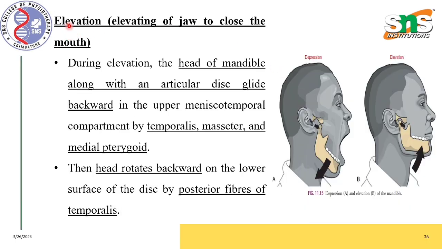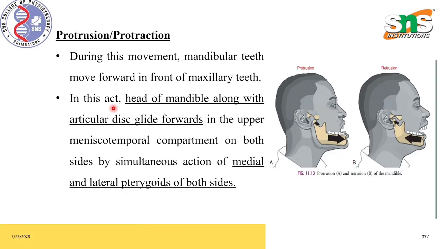So the next movement is your elevation, that is elevation of the jaw to close the mouth. So during elevation, the head of the mandible along with your articular disc will be gliding posteriorly in the upper meniscotemporal compartment by the temporalis, masseter, and medial pterygoid muscles. Then the head rotates backward on the lower surface of the disc by the posterior fibers of the temporalis. So during elevation, the head of the mandible along with the articular disc will be gliding posteriorly.